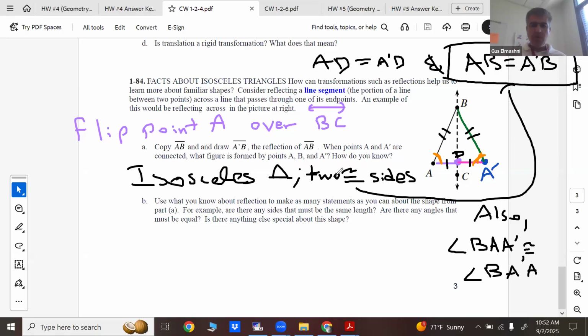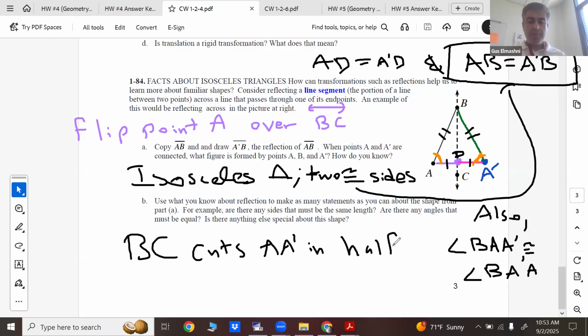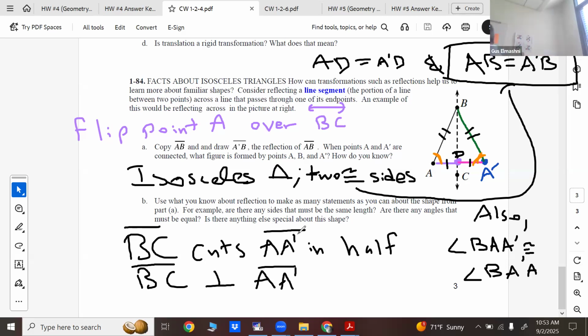Let's look at part B really fast. Use what you know about reflection to make as many statements as you can about the shape from part A. For example, are there any sides that must be the same length? Are there angles that must be equal? Well, I think what I'm noticing is that BC cuts A prime in half. Would you guys agree with that? Yeah, I'd agree with that. Also, I probably would say BC is perpendicular to A prime. And actually, I should draw this as a segment to be proper.